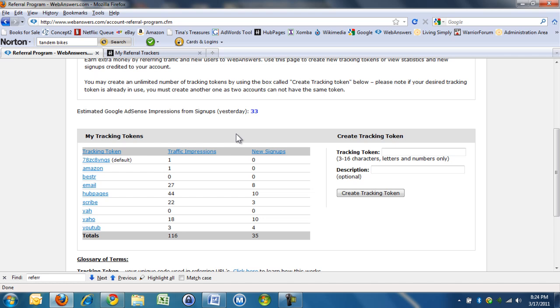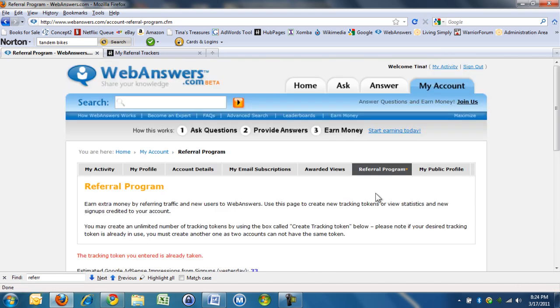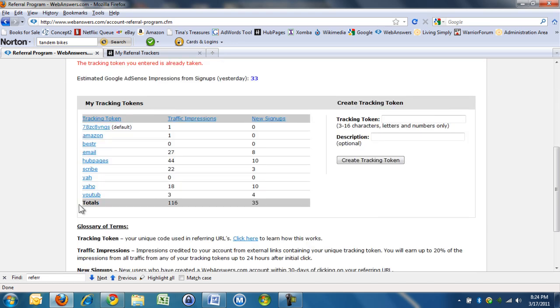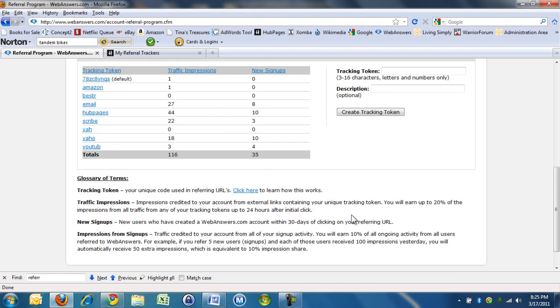WebAnswers, there's no limit. So you can just set up a tracking token by entering something here like TJR. I most probably tried that one, and then create tracking token, and then it says the tracking token you've entered is already taken. I did this the day it came out, so I got Amazon and HubPages, and each tracking token is unique. So I have TJR, and you have to have something different, so that when I send a link with TJR on, they know it's me.